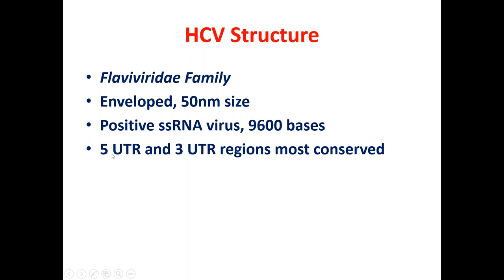At the ends are the 5' and 3' regions, which we call conserved regions, and this means that mutation in these regions of the virus doesn't occur. The 5' region's role is that it helps the HCV to enter the endoplasmic reticulum. And the role of the 3' region is that it stabilizes the structure of the virus.